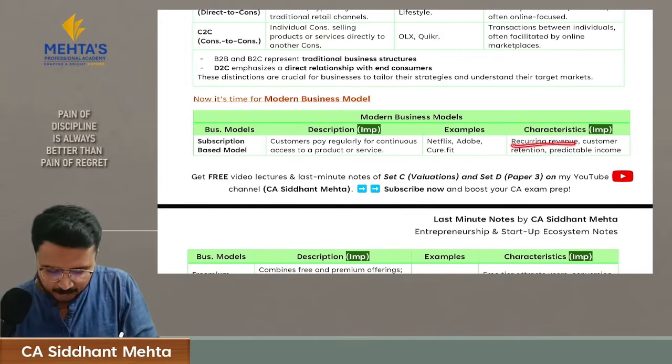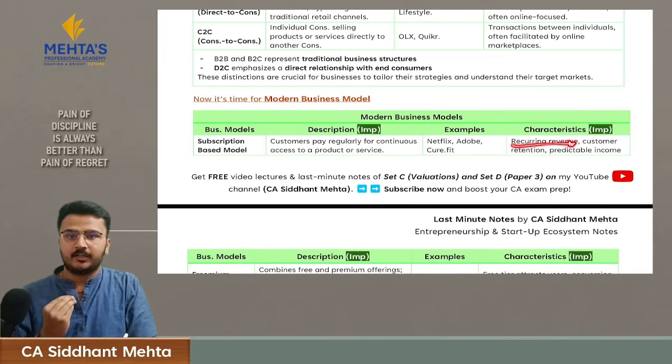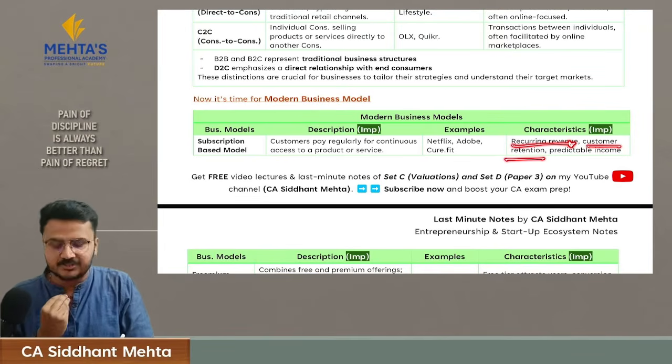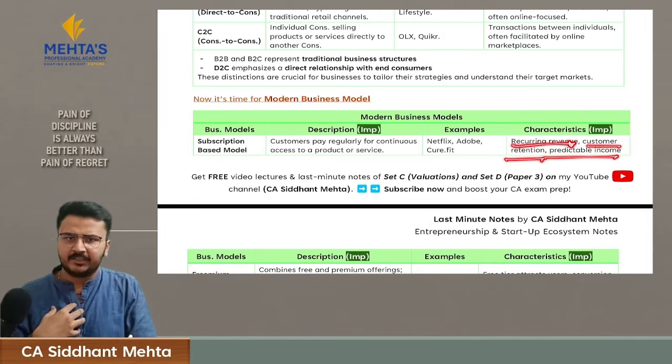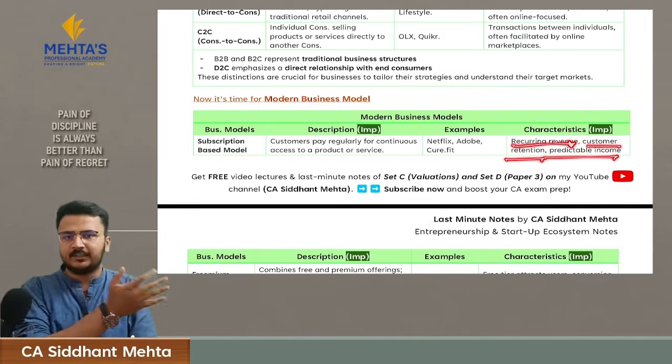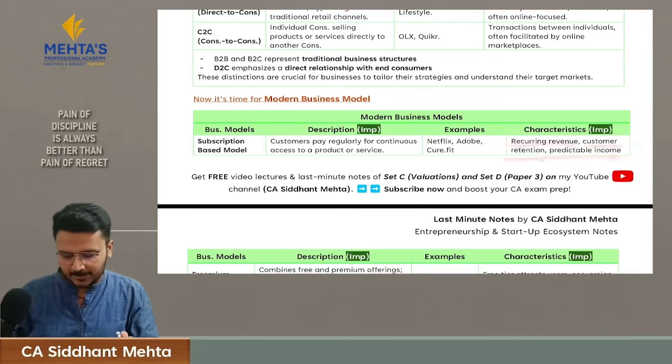So here the revenue is recurring. Also, if your quality is good, then customer retention is also high, because he gets addicted to your services. And then here it is predictable income, because the amount is fixed and you pay it on a monthly basis. So here it is predictable income.